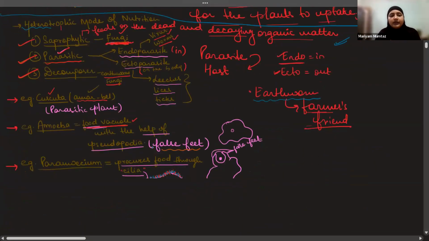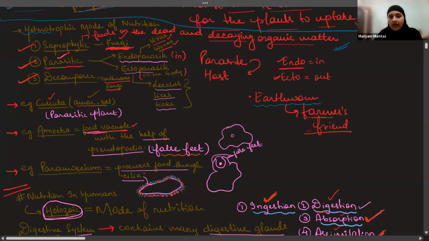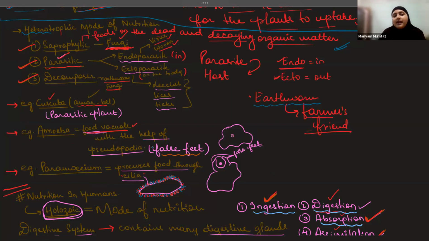All right. So today we're going to start with the heterotrophic mode of nutrition. In this type, the organisms cannot synthesize their own food and they are dependent on other organisms. Under the heterotrophic mode of nutrition come saprophytic, parasitic, and decomposer. Saprophytes and decomposers are almost the same thing because they feed on dead and decaying organic matter. They convert complex organic substances into simpler ones, and that is the same for decomposers as well.